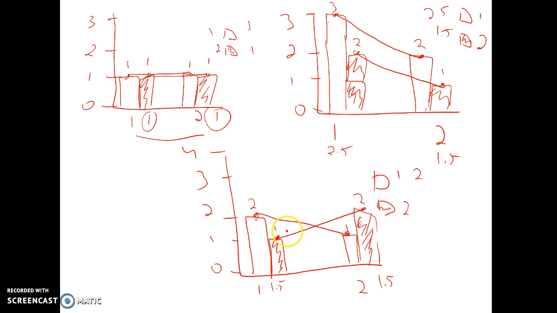I'm sorry. Let's try that again. For this one, it's 2 plus 1. That's going to be 3. That's divided by 2 is 1.5. For the shaded one, that's 1 plus 2 is 3. Divided by 2 is 1.5. So what we have is an interaction with no main effects.